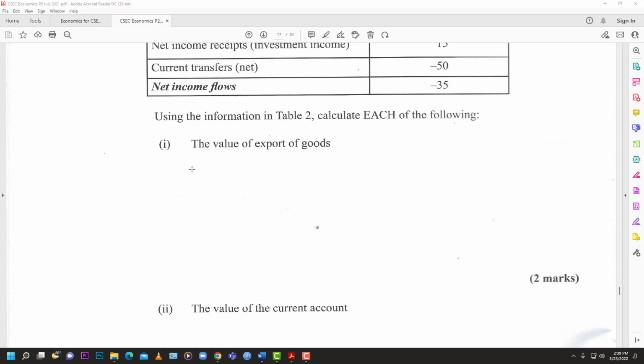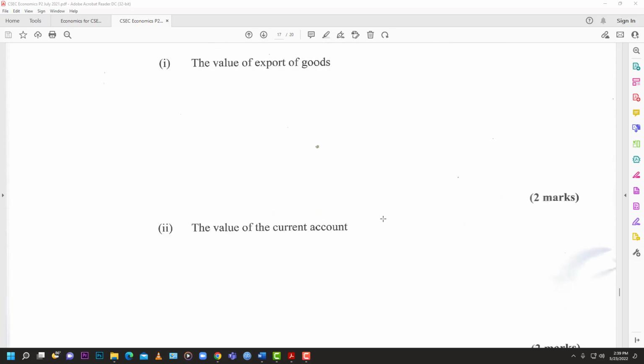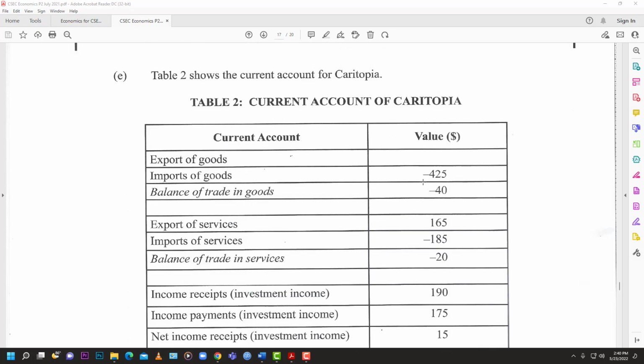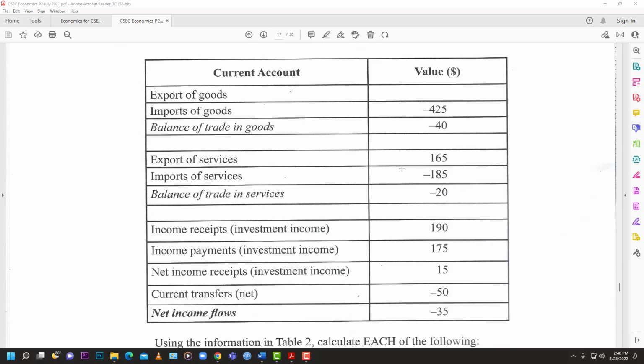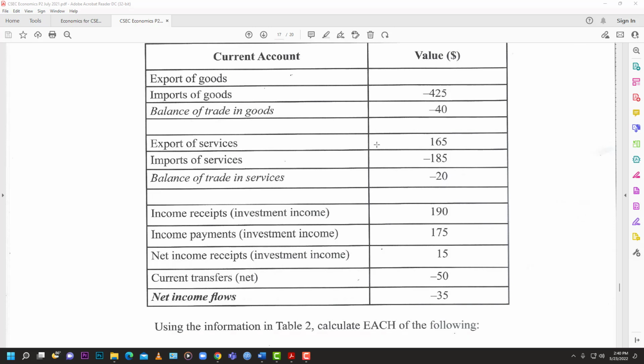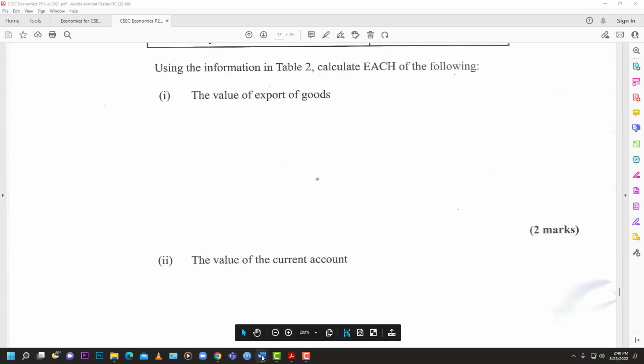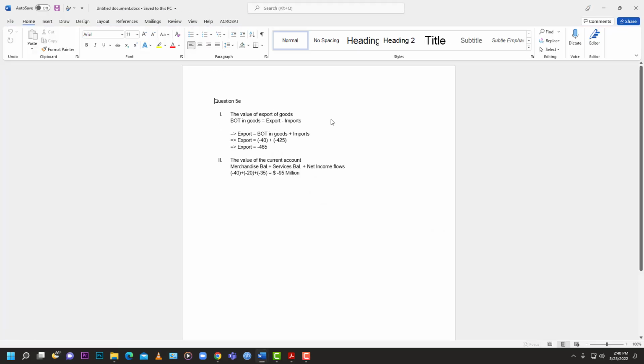And so what they're asking us now, using the information in table 2, is to calculate each of the following: the value of export goods, and the value of current account. And so we have to fill in this right here. So we can see that the balance of trade in goods is negative. So that gives us an idea as to the level that we're looking at here. And so we're wondering, okay, if it's negative, that simply must mean that export is also negative. So most things are negative here. So we're looking at it right here. We have to work backwards for this one for sure.